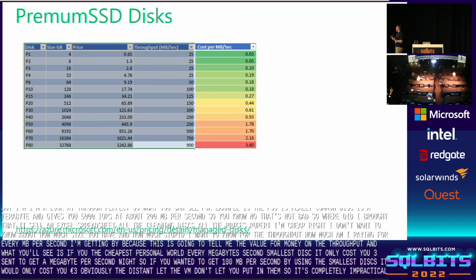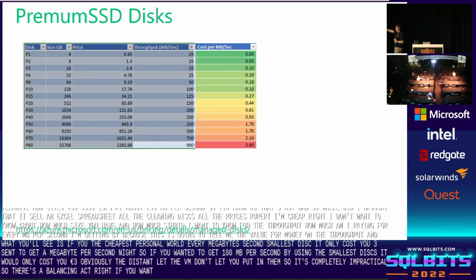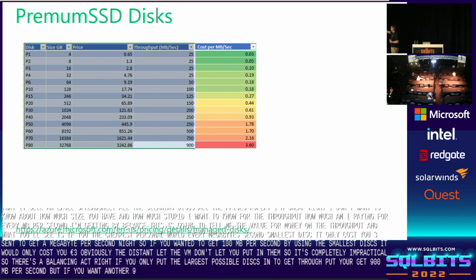So there's a balancing act, right? If you only put the largest possible disks in, to get throughput, you'll get 900 megabytes per second, but if you want another 900, it's going to cost you an extra disk, right? So it's going to be quite expensive.